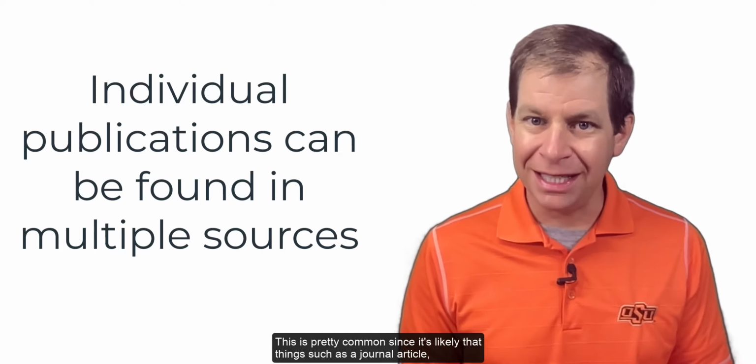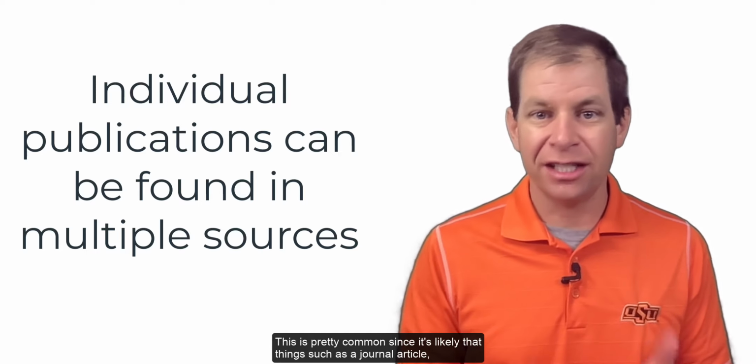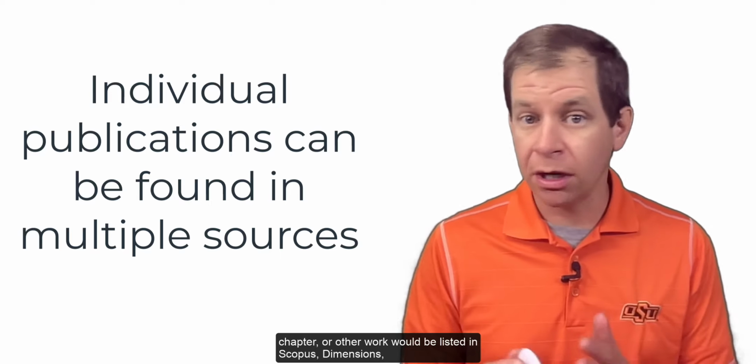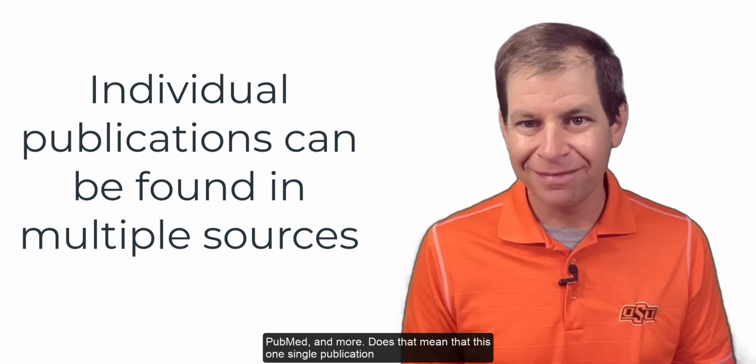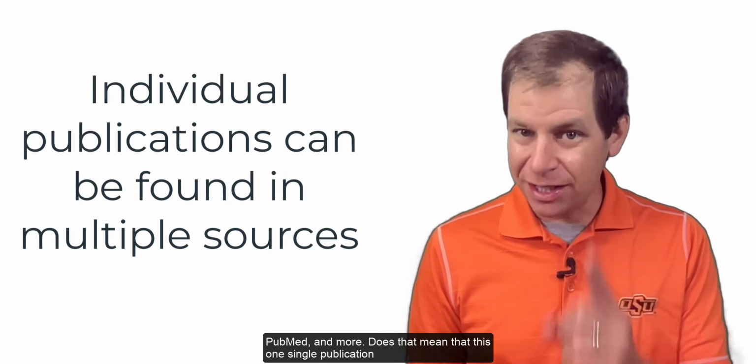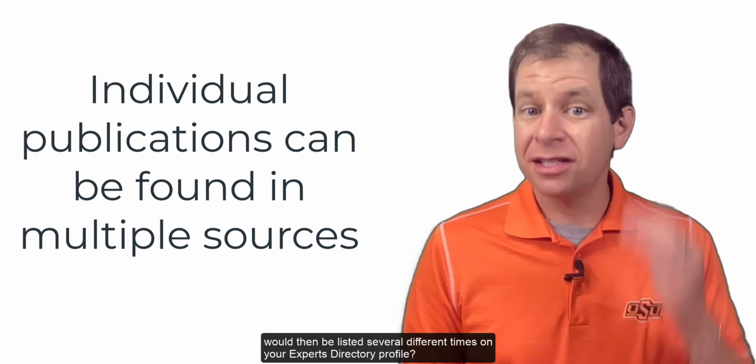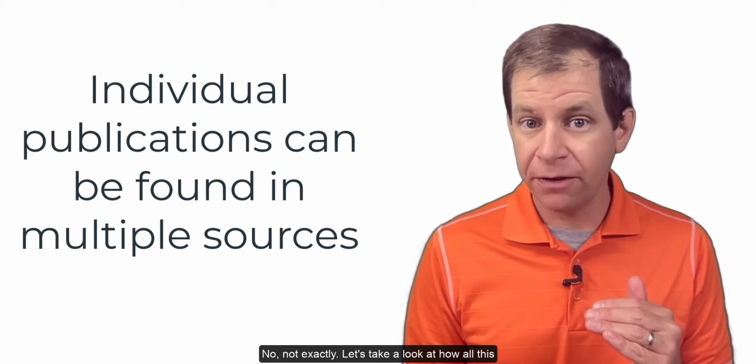This is pretty common since it's likely that things such as a journal article, book chapter, or other work would be listed in Scopus, Dimensions, PubMed, and more. Does that mean that this one single publication would then be listed several different times on your Experts Directory profile?